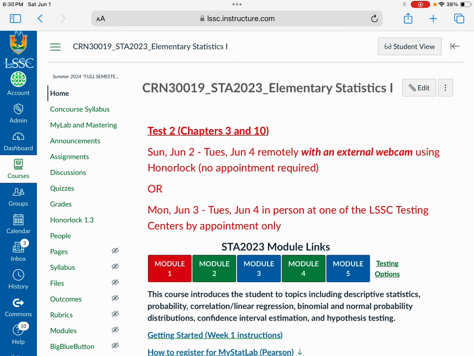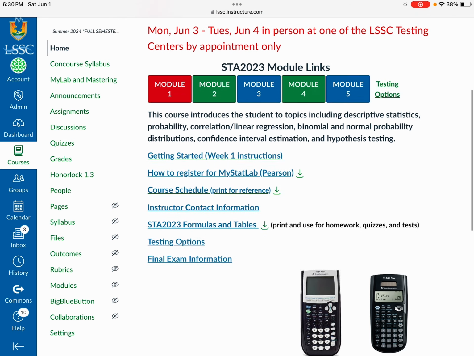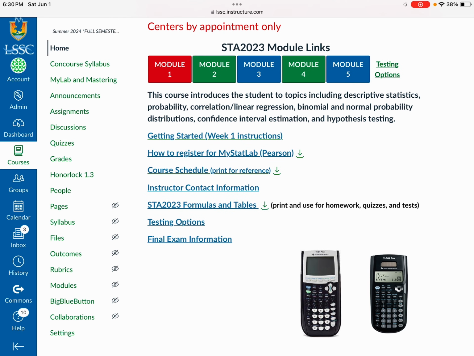In either case, you will be able to use your formula and tables packet, which is posted here on the main page of our Canvas course. This is something that those of you who are testing at home will need to print and show to the camera prior to beginning your test, to make sure that no additional notes have been added, that only what is included in the packet is what is being used. Those of you who are testing in person, these formulas and tables will be provided to you by the test proctor at the testing center.